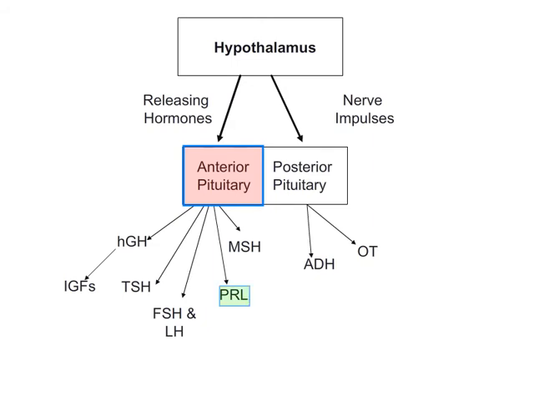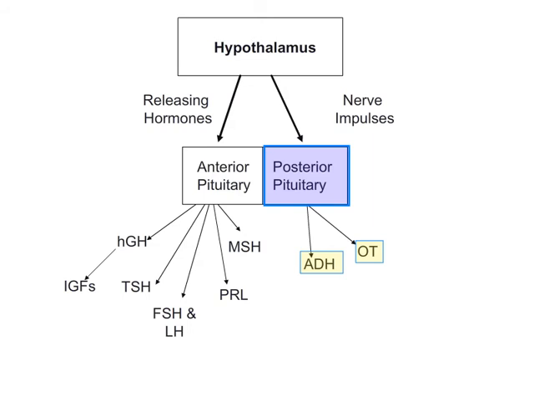The hormone prolactin, abbreviated PRL, is responsible for stimulating milk production in the mammary glands, and the hormone MSH, melanocyte-stimulating hormone, is responsible for pigmentation of the skin. The posterior pituitary doesn't actually make any hormones, but it does store two hormones that are made in the hypothalamus. These are ADH and oxytocin.